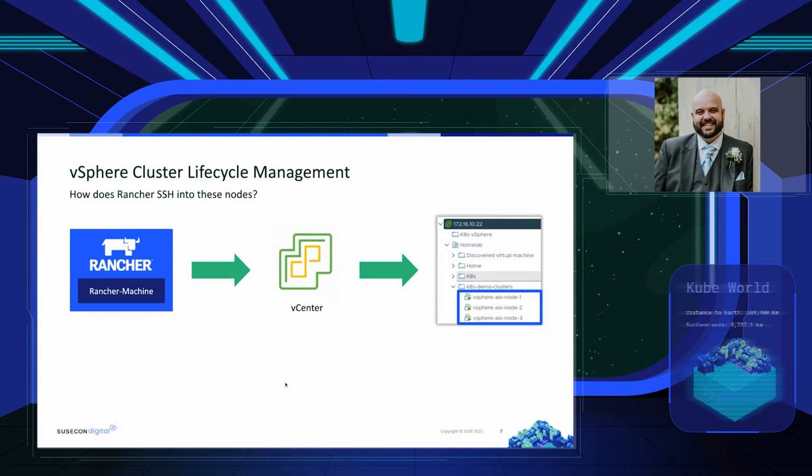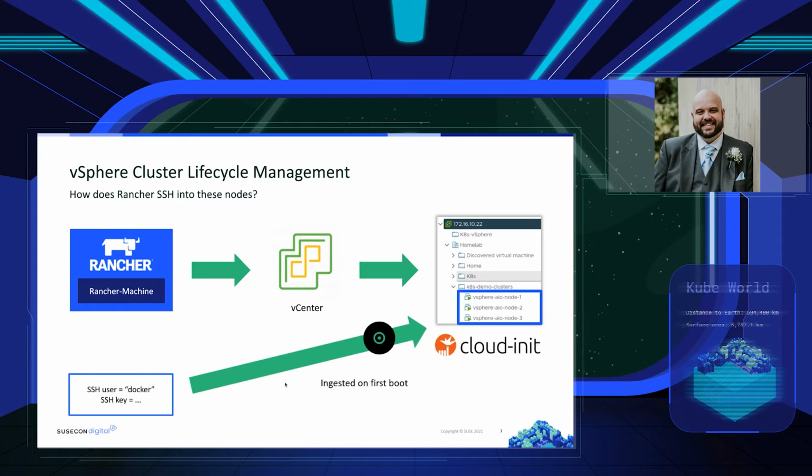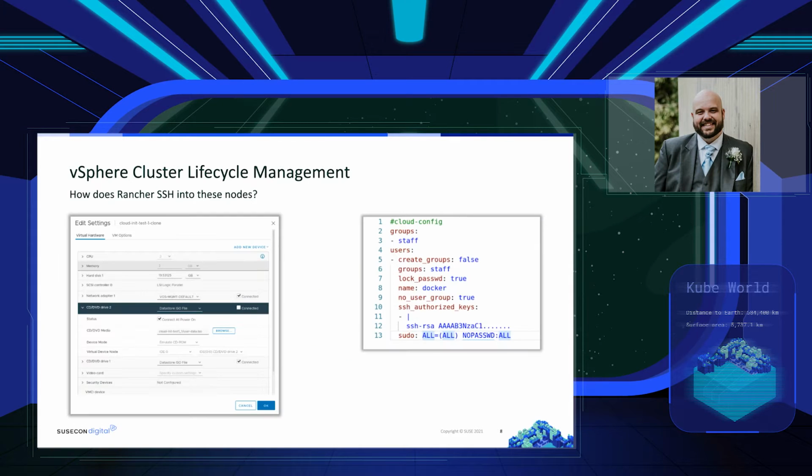What Rancher will do is generate an SSH key pair. Currently this is hard coded for the user Docker, and it will package it as cloud-init user data. It will then deliver this as an ISO image that gets mounted onto these virtual machines, and these VMs will ingest this data on first boot. So these virtual machines will ingest this SSH key, and that's how Rancher Machine is able to SSH to them without us defining explicit credentials.